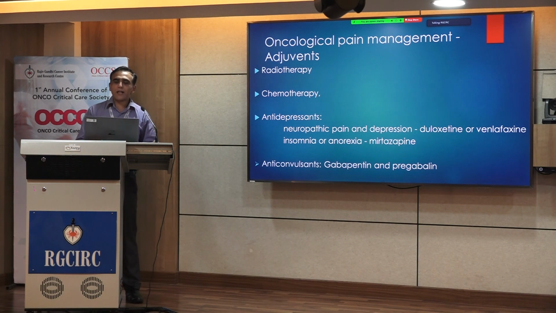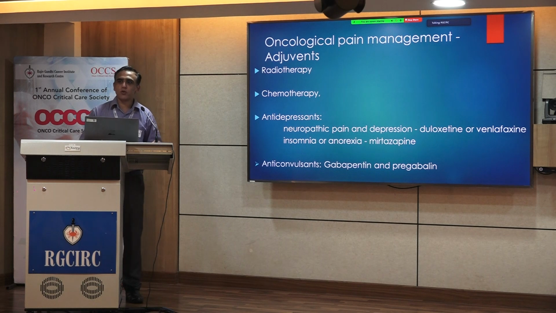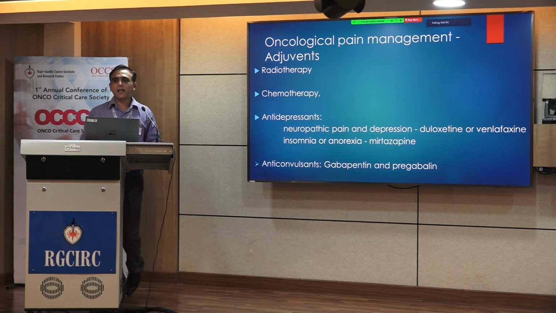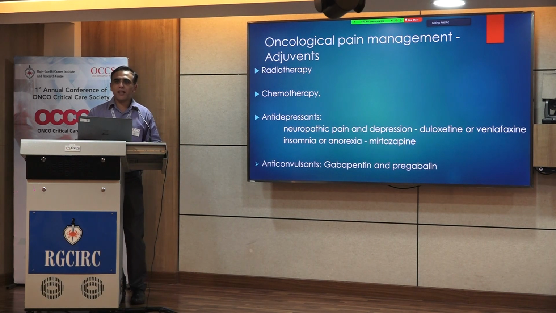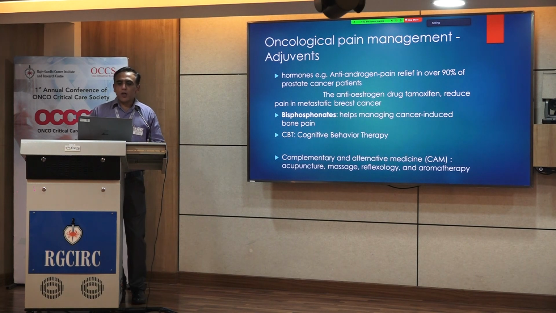In onco patients, adjuvants like radiotherapy, especially in bone tumor pains, chemotherapy, and antidepressants like duloxetine and venlafaxine in neuropathic pains associated with depression, or mirtazapine with the patients with anorexia and insomnia. These are just the adjuvants. Similarly, gabapentin and pregabalin, which we use otherwise also in pain management, are very helpful in treating neuropathic pains in onco patients. Similarly, hormones for the hormone-related cancers like prostate, breast and ovarian cancers, and bisphosphonates again for the bone-related pains.